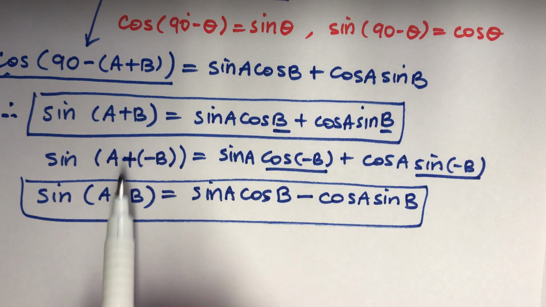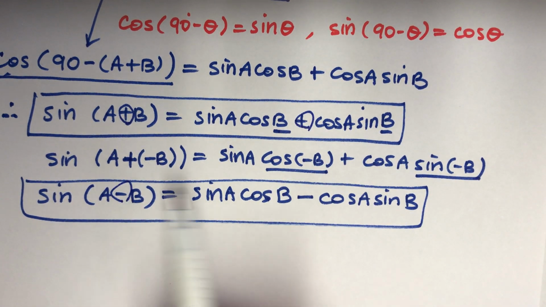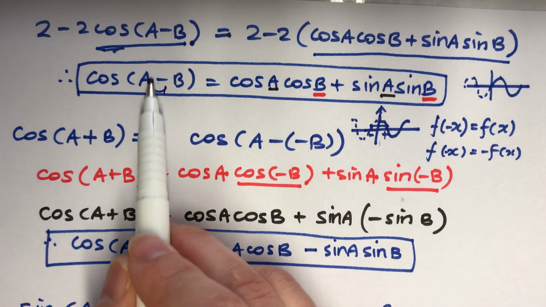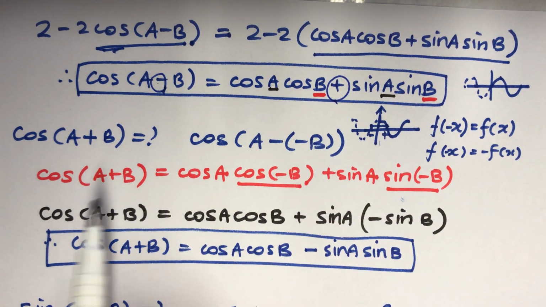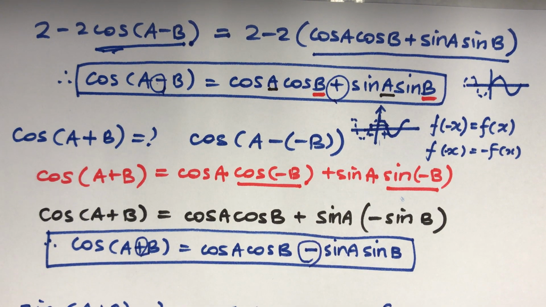Now the only thing you have to remember is that sine is easy because a plus is plus, a minus is minus. But cos is a little bit different. If it's a minus, it's a plus. And if it's a plus, it's a minus. Okay? Well done, people.